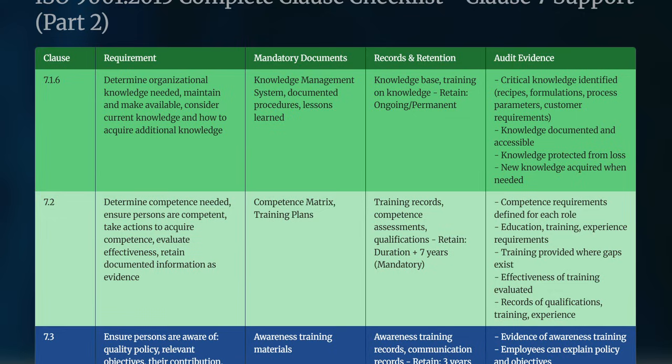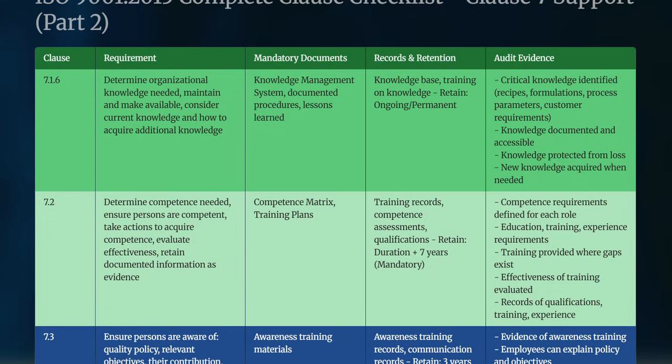The documents required here: you need to have a knowledge management system and documented procedures and lessons learned. You need to keep the records of the knowledge base and training on knowledge, and retention is ongoing or permanent.